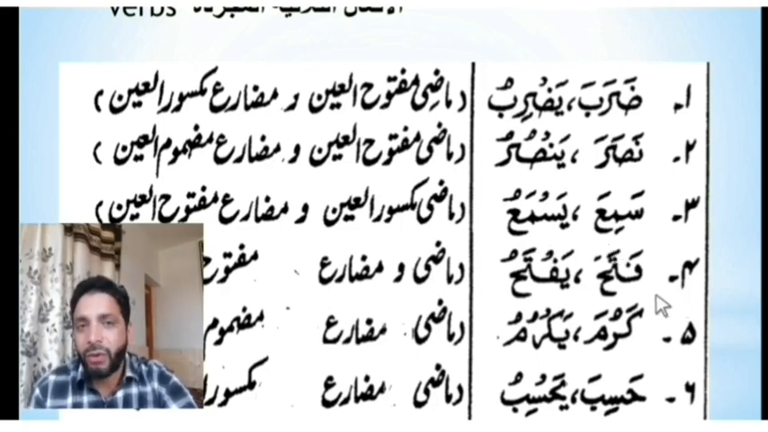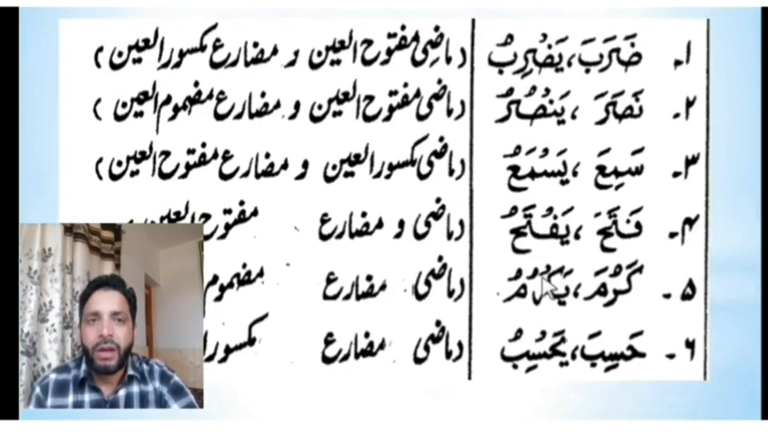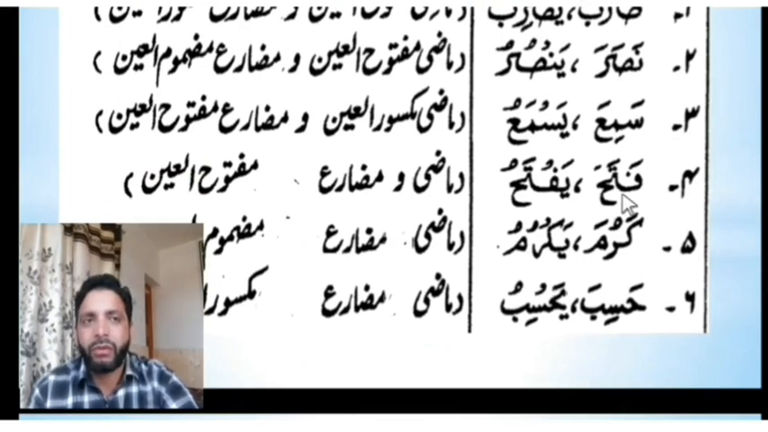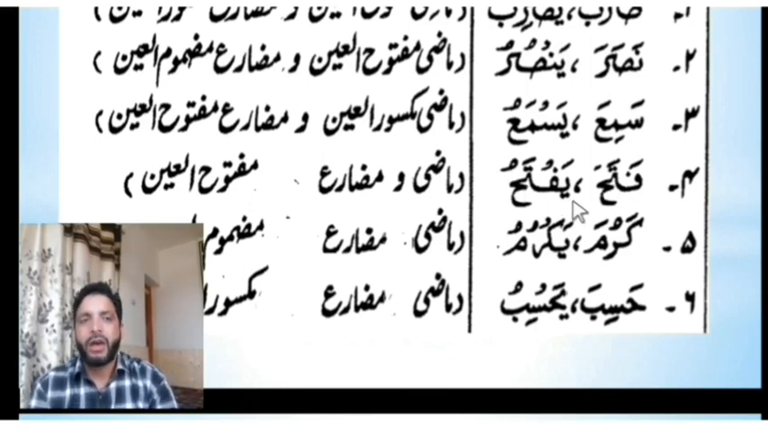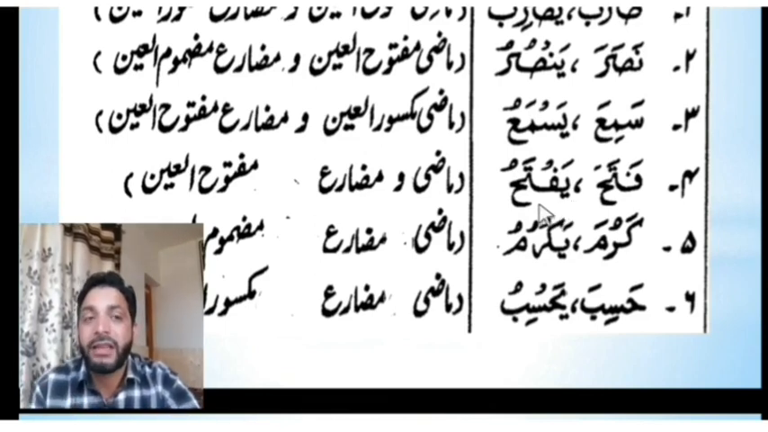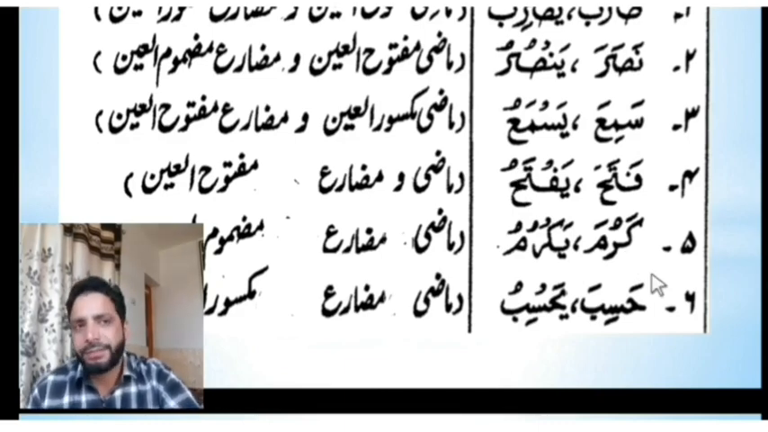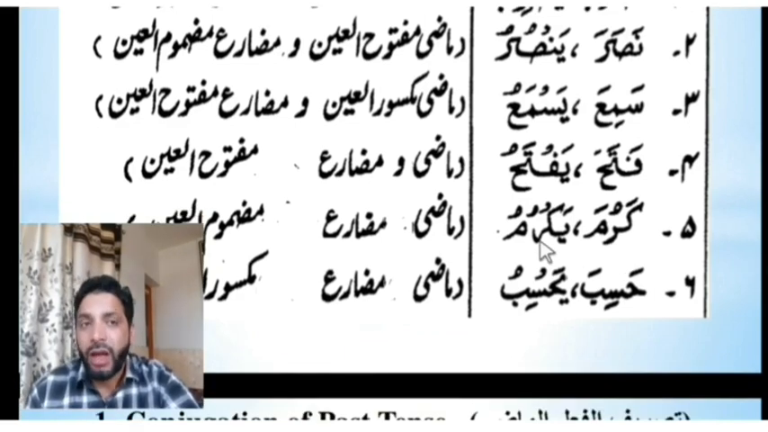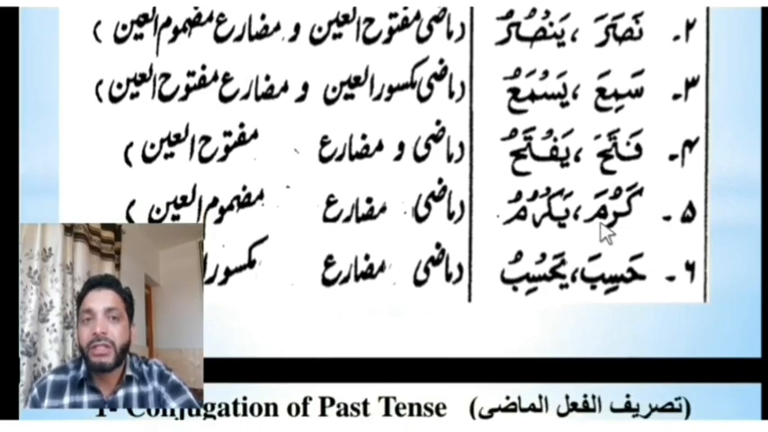The fourth balance, fourth bab is fataha yaftahu, mazi wa muzari maftuh al-ain. Here we find ain kalima is what? Ta, fataha, fa'ala. Ta is ain kalima. Both in mazi as well as in muzari, yaftahu, the ain kalima ta is maftu. Here maftu, here as well maftu. So in the fourth bab, fourth balance, we can say that both mazi and muzari are maftuhul ain, means their ain kalima is maftu.